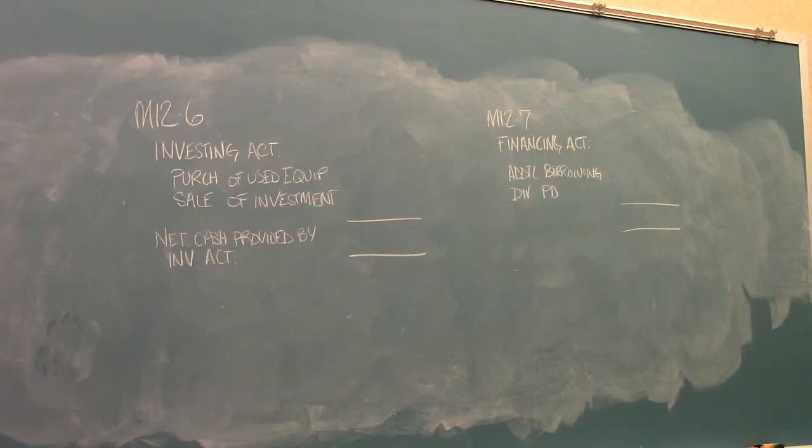Okay, we're going to do the next two problems together. They kind of relate to each other. The two other sections of the cash flow statement. It says M12-6, based on the following information, compute cash flows from investing activities, and M12-7, based on the following information, compute cash flows from financing activities.